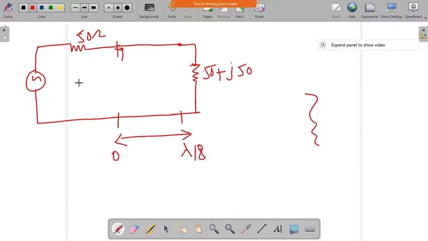Now the Vs, the source value, is equal to 20 at an angle 0. So the Vs is an RMS value.